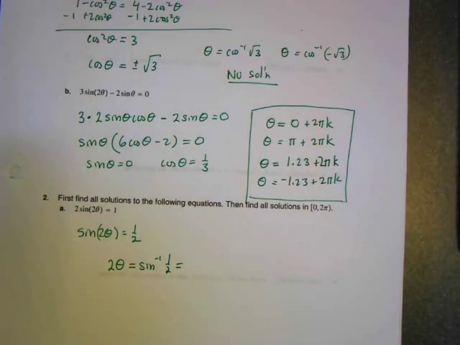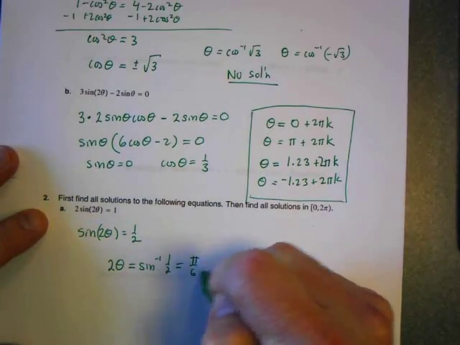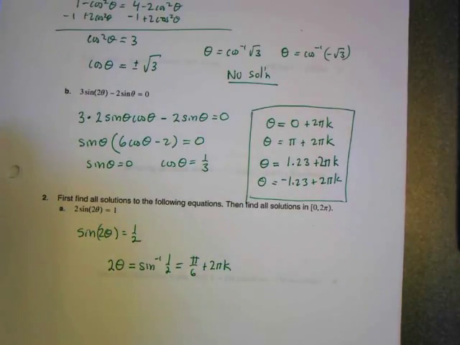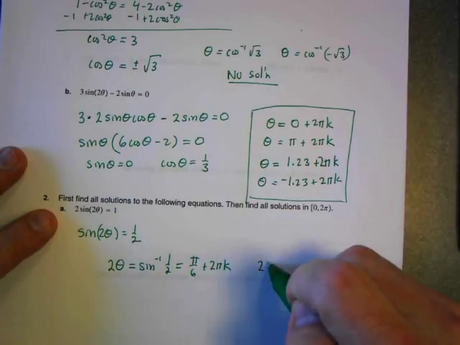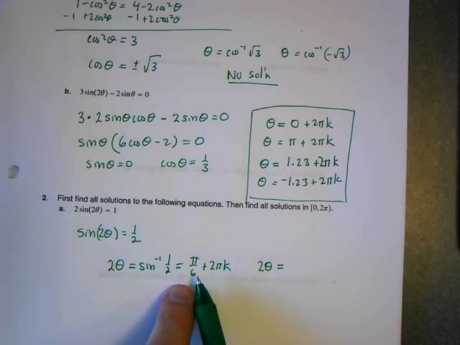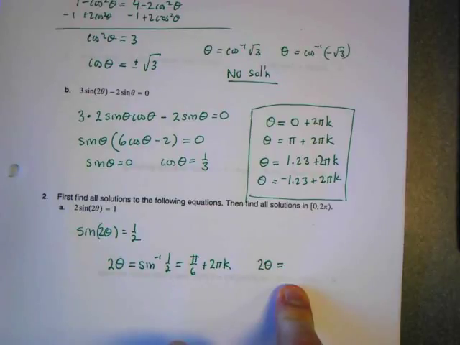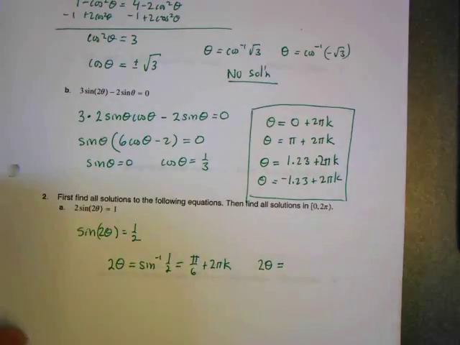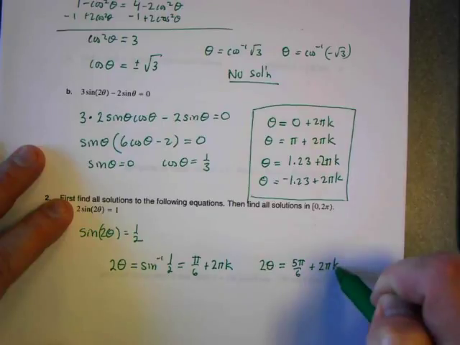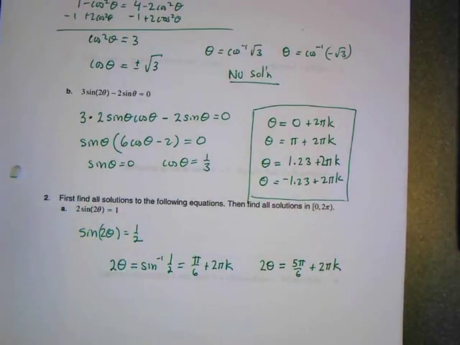Is that one of the famous ones we know? Yes, it is pi over 6 plus 2 pi k. That would be the answer in quadrant 1. The other answer would be 2 theta. We'll divide by the 2 in a minute. So this is the answer in quadrant 1, pi over 6. We also need an answer in quadrant 2, which is 5 pi over 6 plus 2 pi k.